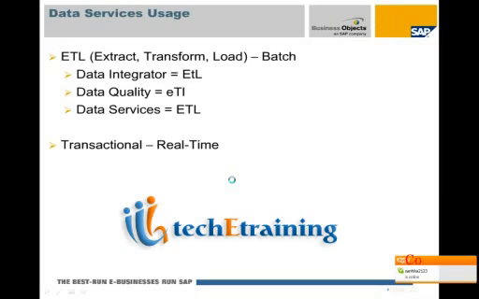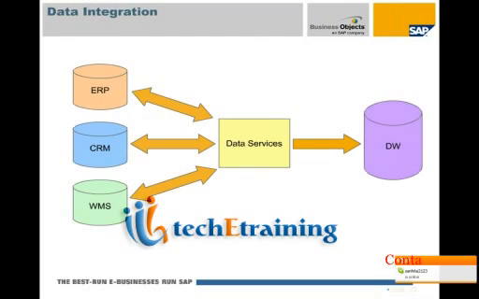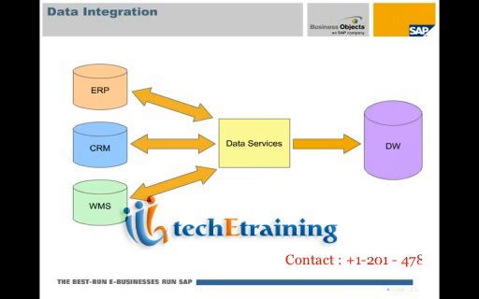So if I show you this picture and ask what exactly is happening, probably most of you would say that data services is very strategically placed in between your sources and targets, where you extract data from, let's say, ERP, CRM, WMS systems, and then push data into the warehouse. So yeah, that is what this picture shows.